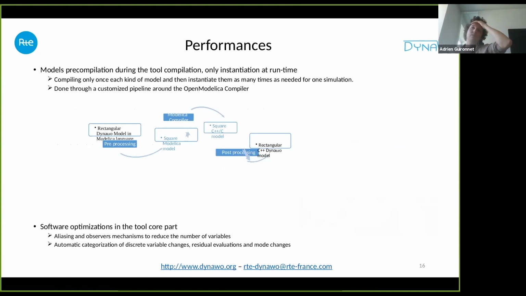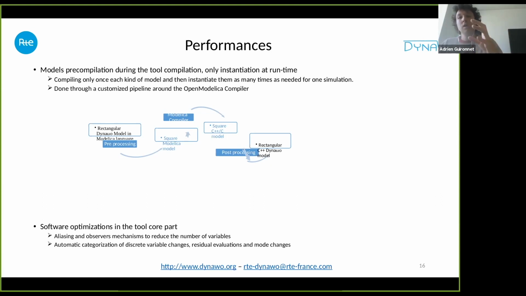In terms of performances, the key thing here is that we do something a bit special in Dynawo, which is to precompile and generate the models library at the compilation time, and we only instantiate the models at runtime. This is particularly efficient in the case of power systems, where we have only a small number of models, but we instantiate them a large number of times during the simulation. And this is done through a customized pipeline on the OpenModelica compiler.